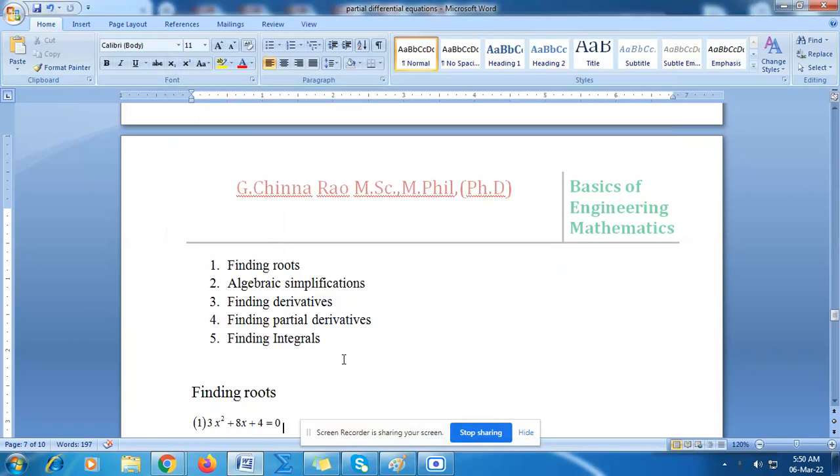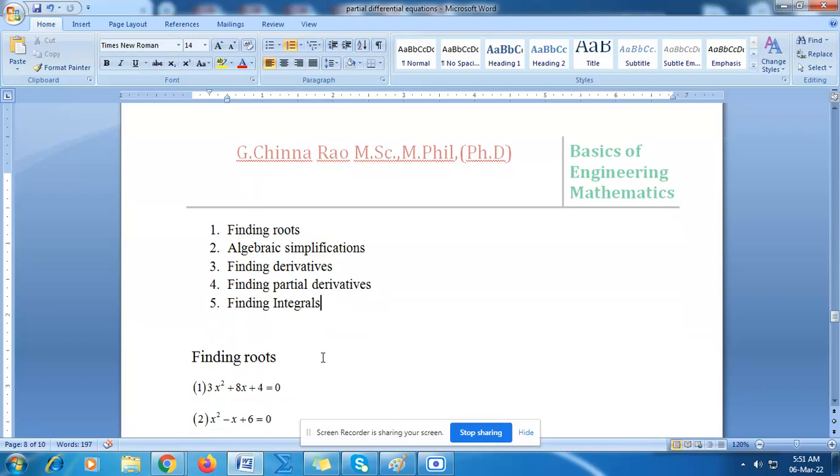Good morning, students. Now I want to talk about the basics of engineering mathematics. To deal with the basics of engineering mathematics, we require roots, algebraic simplifications, derivatives, partial derivatives, and integrals. Now, first I will start with how to find the roots of an equation.